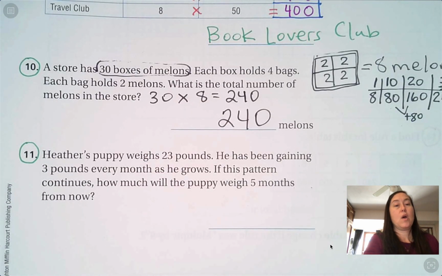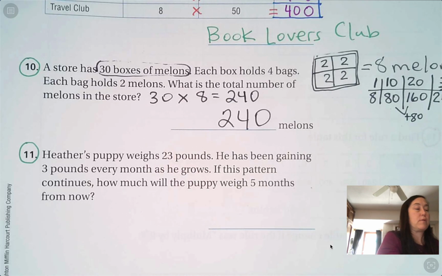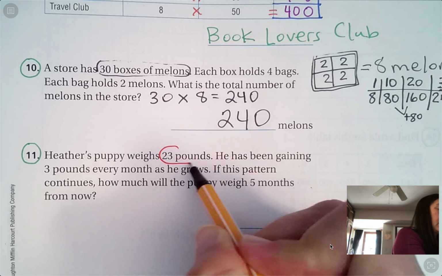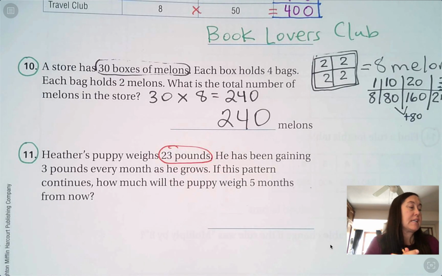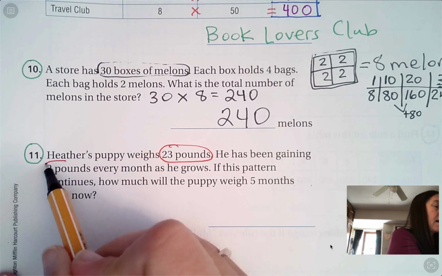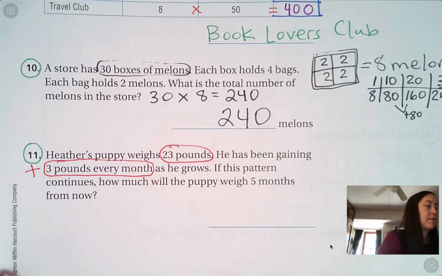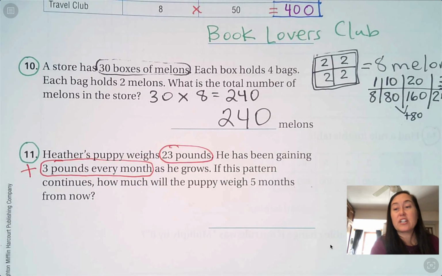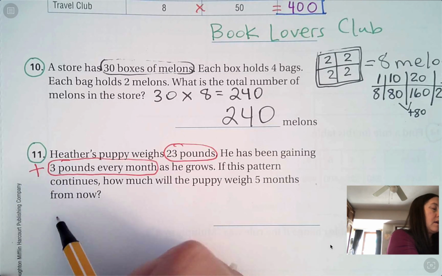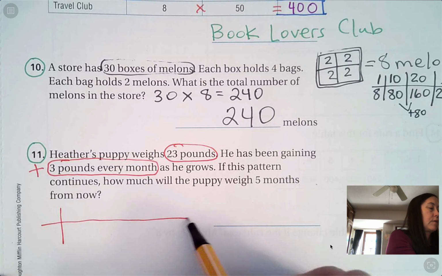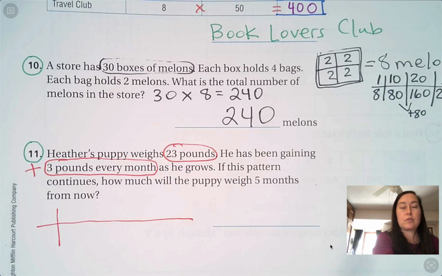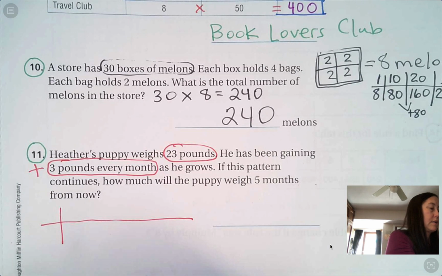Heather's puppy weighs 23 pounds. Cute little puppy. He has been gaining 3 pounds every month. So adding 3 pounds every month. If this pattern continues, how much will the puppy weigh 5 months from now? This is a great example of using one of those charts. And I will use 2 different colors of pen, so that makes it a little easier.